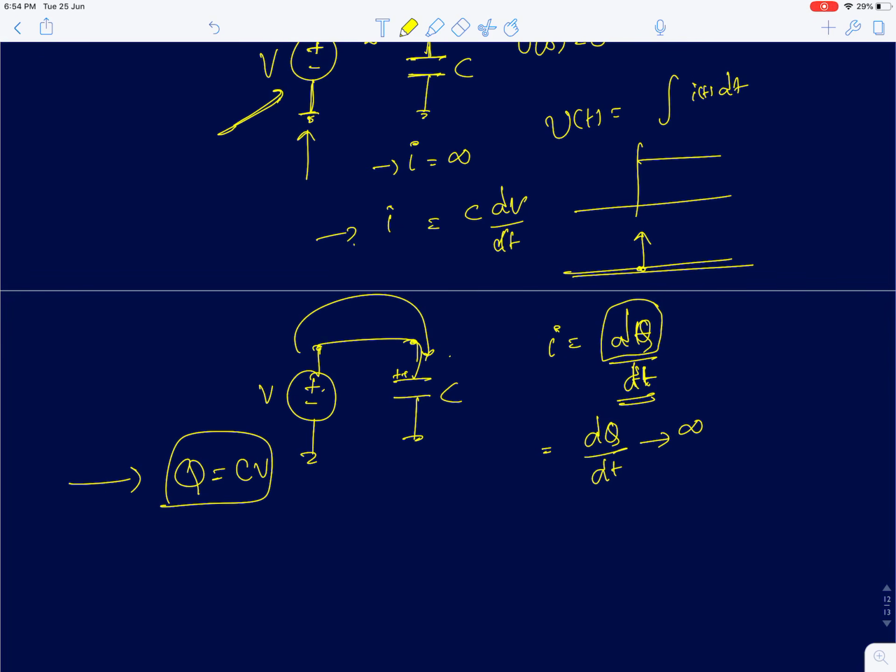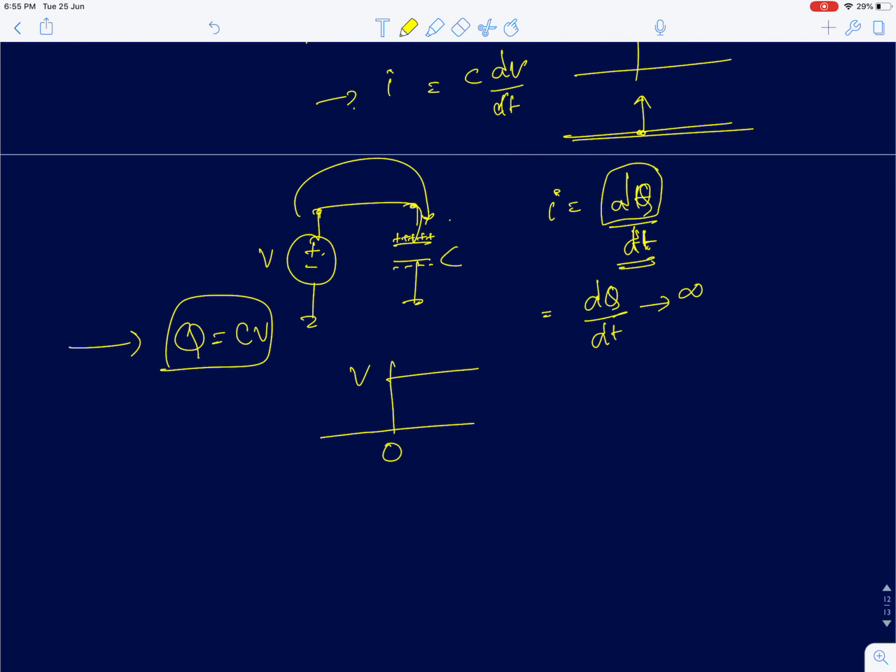Once the charge is transferred, it is static. There is no movement of charges afterwards, but instantly the charge transfer takes place. So the voltage will be a step across the capacitor of value V. So for charge transfer to happen instantaneously, or for the voltage to develop a step, you need to have an impulse of current. That's the important point here, okay.